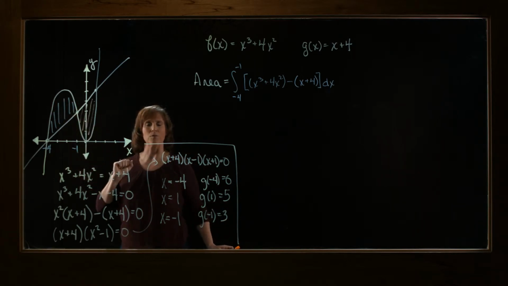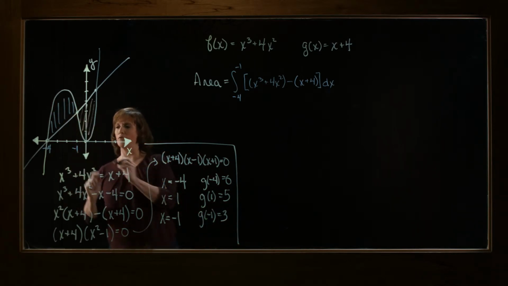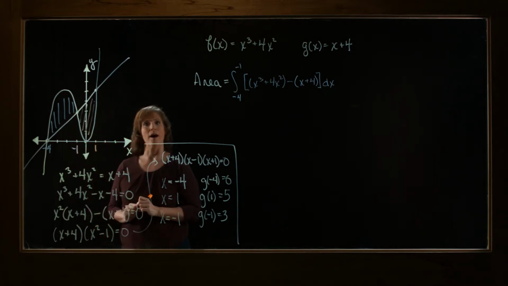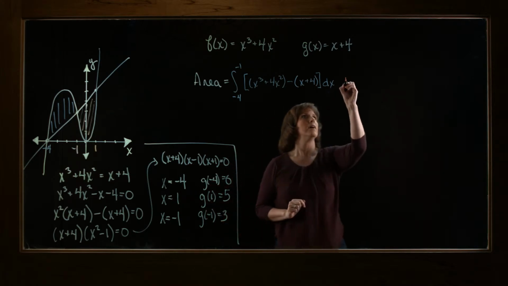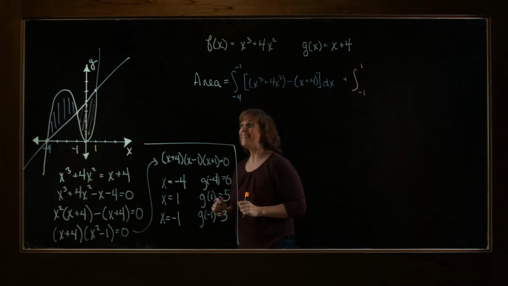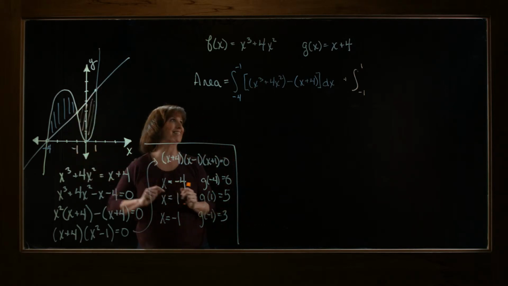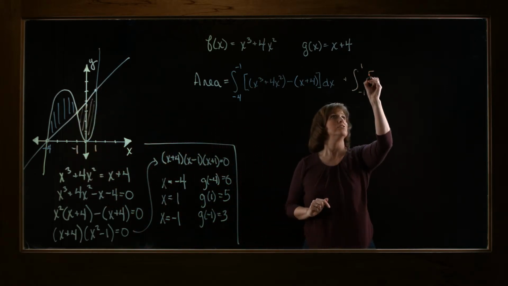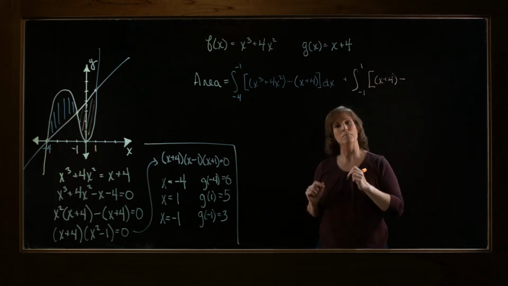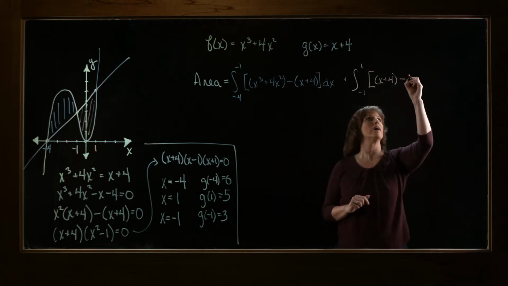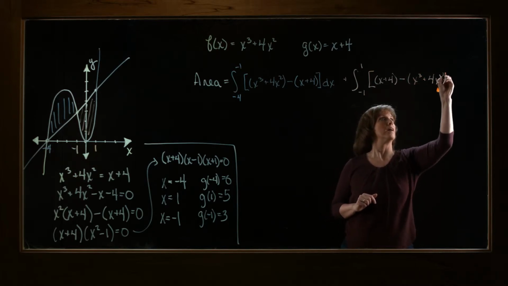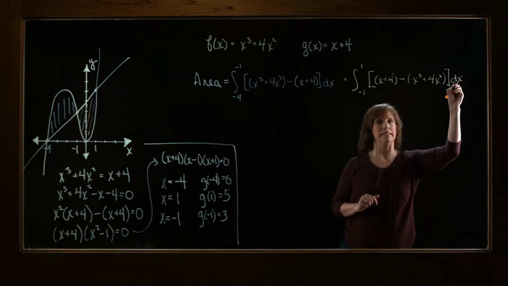Now let's move to the second region. I'm going to be integrating from -1 to +1. And this time, the top function is the line. So I'll have x plus 4 minus the bottom function, which is my cubic, x cubed plus 4x squared dx.